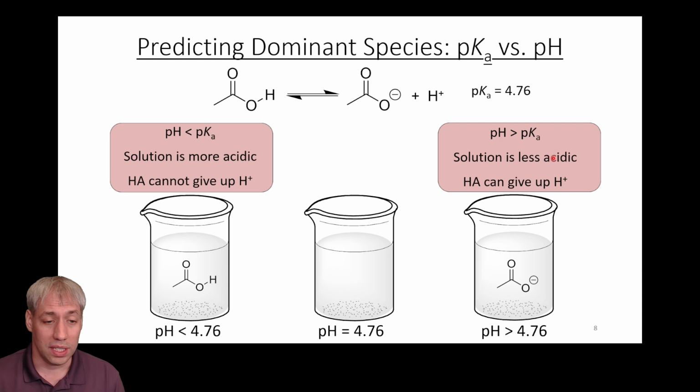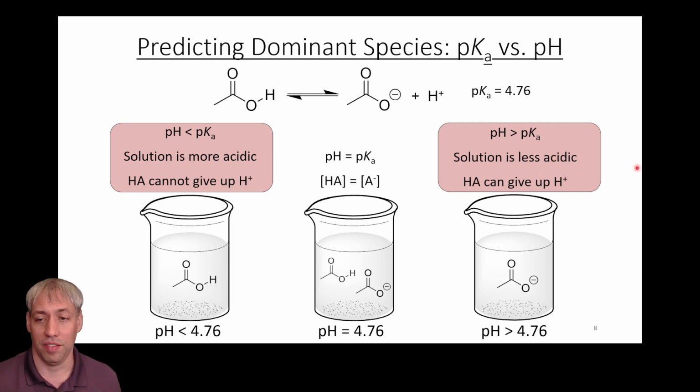At pH 4.76, turns out you're going to have a 50-50 mixture of the two. So essentially pH is equal to pKa, HA equals A minus. We'll get back to this when we talk about the Henderson-Hasselbalch equation, but it's saying when your pH equals pKa, you have a 50-50 mixture. If the pH is greater than the pKa, the pH of the solution is more basic than the thing you're adding, it's going to give up its protons.